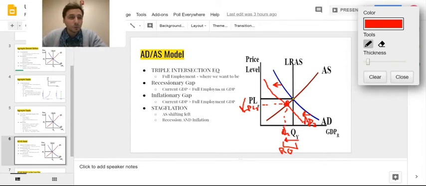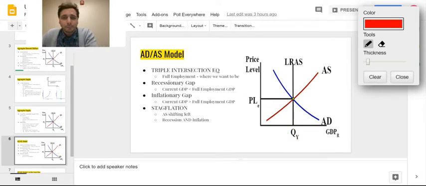Current GDP is less than full employment GDP. All right, let's try the next one. How do we show an inflationary gap? Well, for aggregate demand, there's only one way to show it: aggregate demand shifting to the right. So we call this AD2.